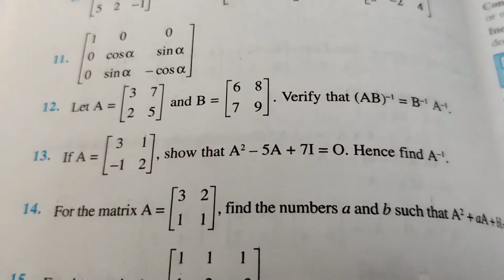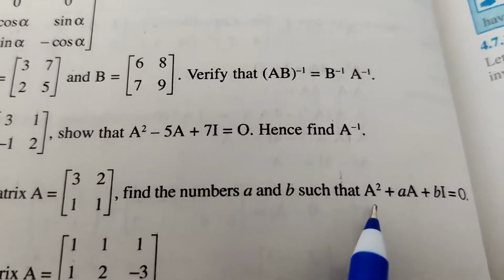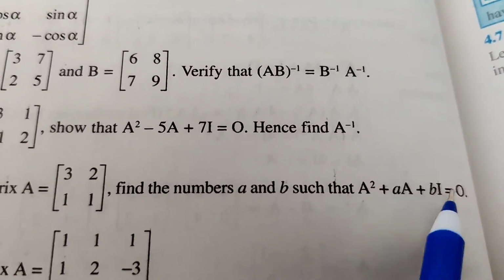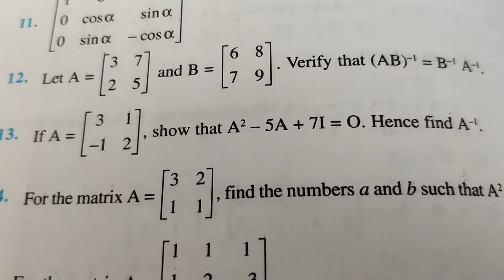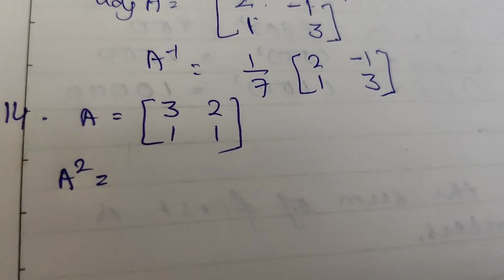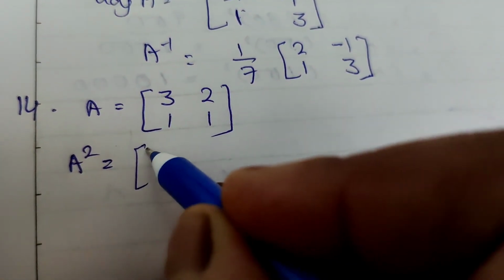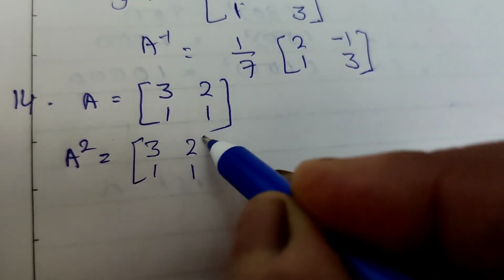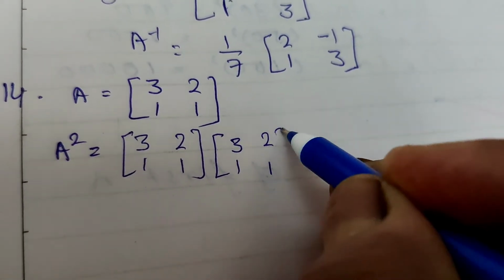Question number 14. For the matrix 3, 1, 2, 1, find the numbers a and b such that A square plus aA plus bI equal to 0. Okay. The matrix is 3, 1, 2, 1. A square equal to A into A. It is 3, 1, 2, 1, multiplied to 3, 1, 2, 1.